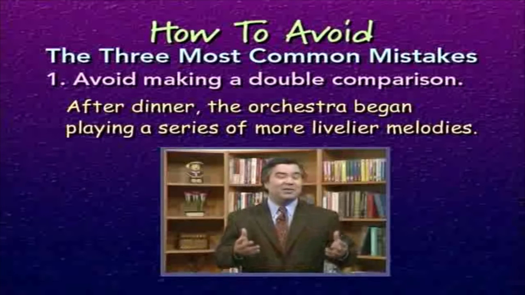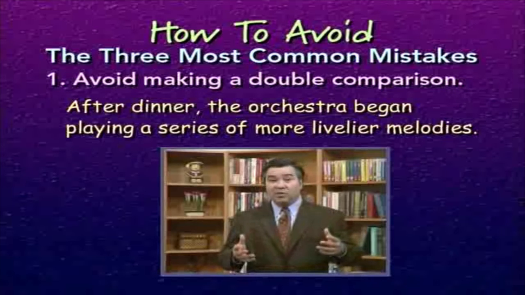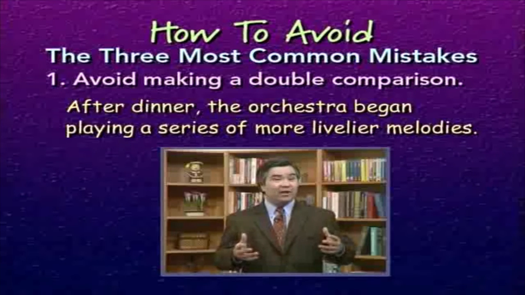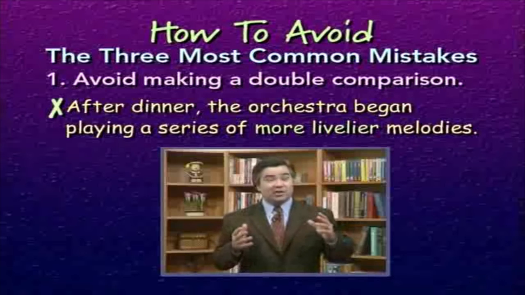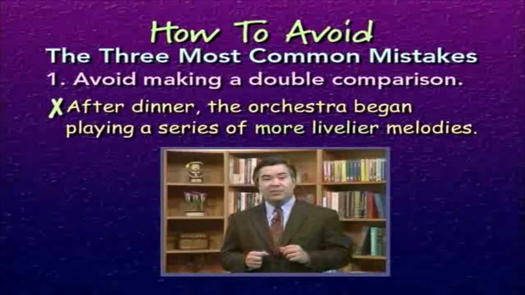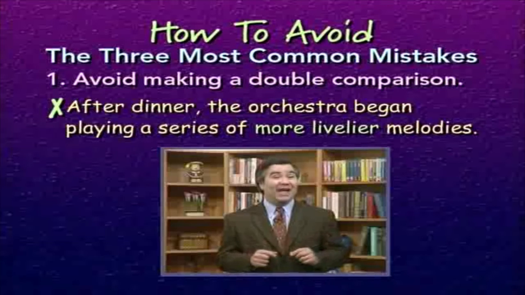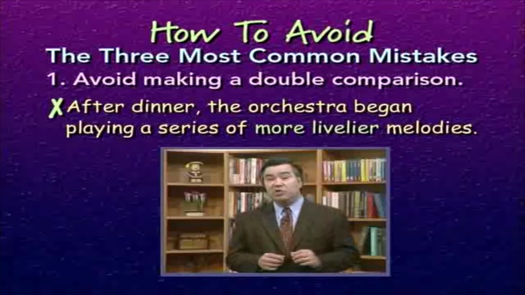Rather than choosing between the 2 methods for creating the comparative degree of the adjective lively, the author has simply chosen to use both methods, and that has created what we call a double comparison. After dinner, the orchestra began playing a series of more livelier melodies. Now, what would be the correct way to write this sentence? Really, the author has 2 choices.